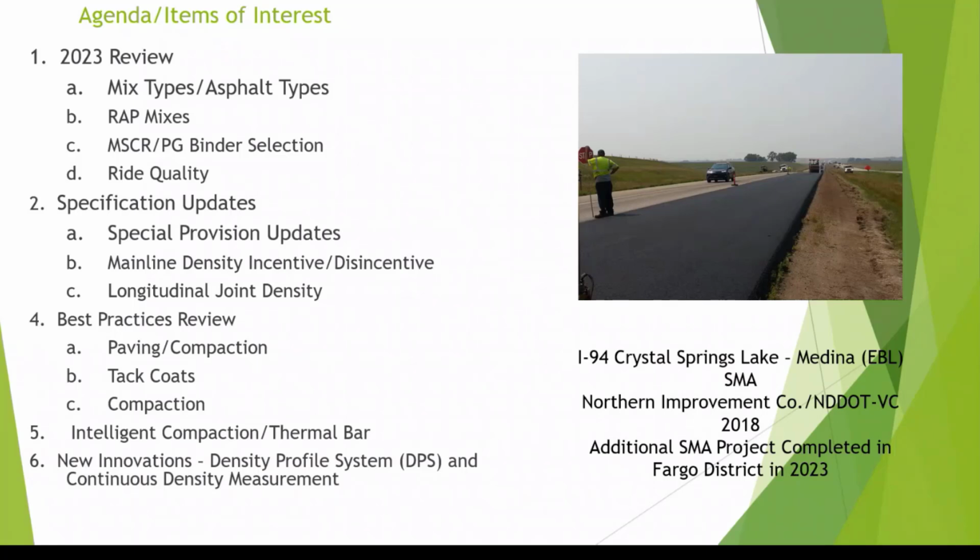The picture at the right was the SMA job out on I-94 at Crystal Springs Lake, west of Jamestown. The Northern Improvement job. And then hopefully Mark's online from Fargo. There was a project completed last year, an SMA job on another one on I-29 in the Fargo district. So we'll talk a little bit more about that from a construction aspect, because many of you probably haven't seen one, but I think you'll see more of them because it's a really good premium top lift or wearing course on high volume roads, high truck traffic roads.